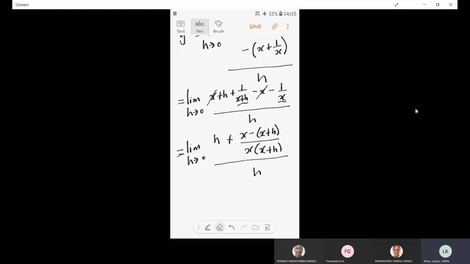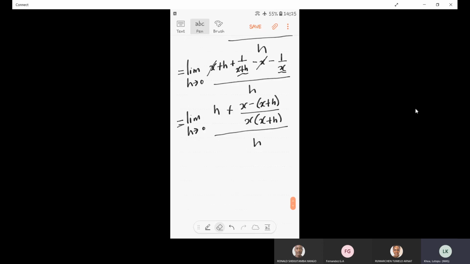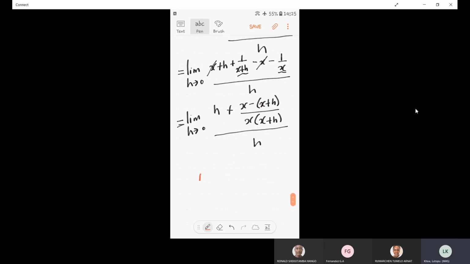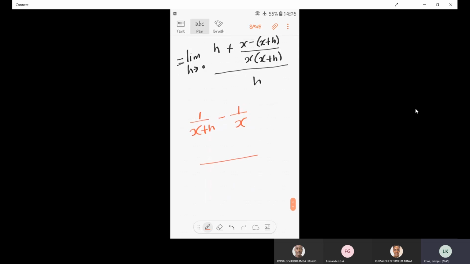So what I've done here is I've combined these two fractions. I have the 1 over x plus h and this one. Let me just show it at the bottom here. So I have 1 over x plus h minus 1 over x. So I make the denominator the lowest common multiple of the two of them, and then you do the cross multiplication. So it's x then minus x plus h. Okay, so this is how I got that one over there.